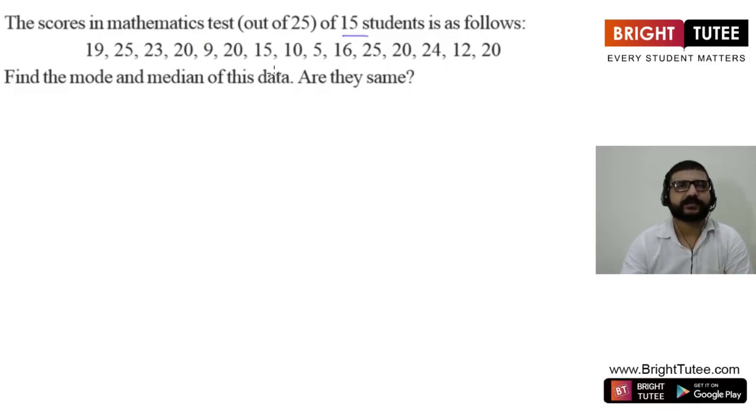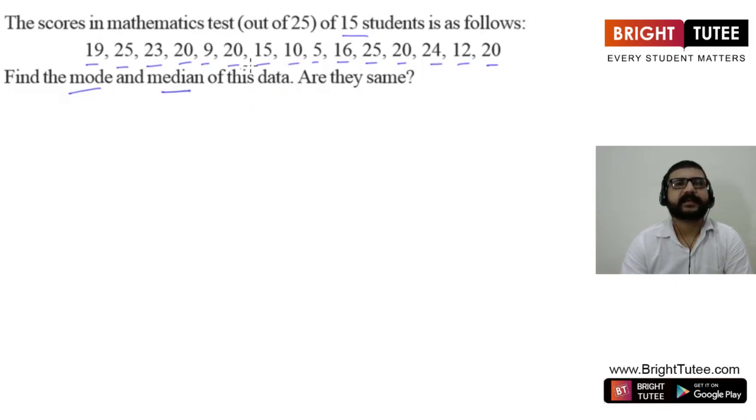is as follows: 19, 25, 23, 20, 9, 20, 15, 10, 5, 16, 25, 20, 24, 12 and 20. So these are the scores in a mathematics test of 15 students. We have to find the mode and median of this data.